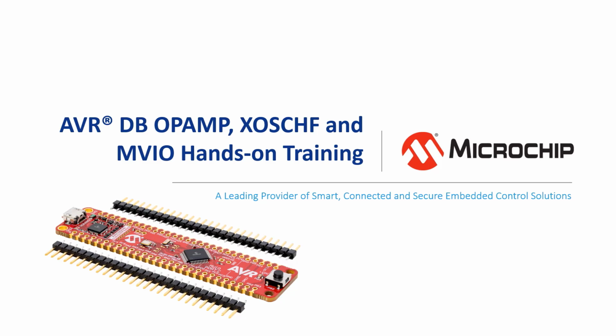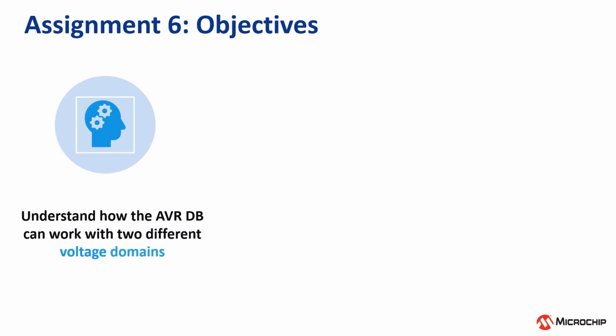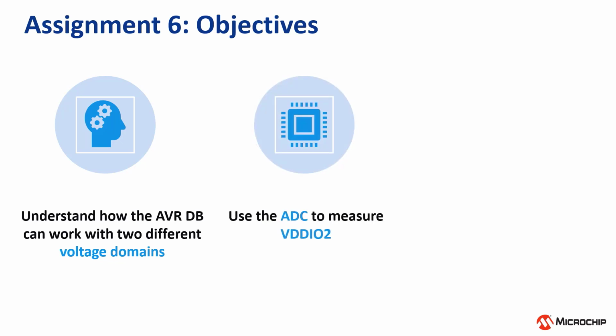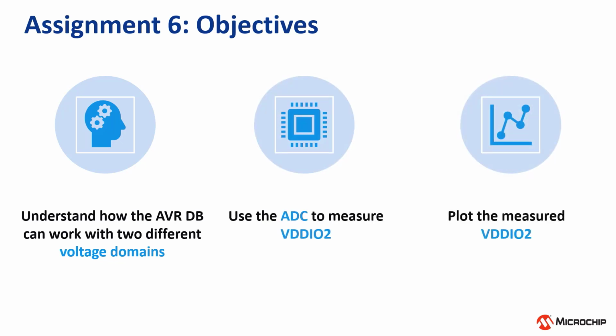The main focus of assignment 6 will be the MVIO peripheral and how to use the ADC to measure a second voltage domain, the VDDIO2. To create this second power supply, we will be using OPAMP 0 as a voltage follower. The objectives of this assignment are to understand how the AVR DB can work with two different voltage domains, and how to use the ADC to measure this second voltage domain, and how we can plot this measured data using the data visualizer.